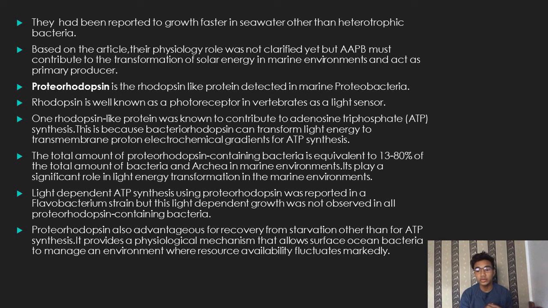The total amount of proteorhodopsin containing bacteria is about 13 to 80% of the total amount of bacteria and archaea in the marine environment. So it can be said that it plays an important role in light energy transformation in the marine environment. Light dependent ATP synthesis was reported in a Flavobacterium strain, but not all proteorhodopsin containing bacteria have this kind of light dependent growth. And proteorhodopsin is also advantageous for recovery from starvation, other than for ATP synthesis. But how?